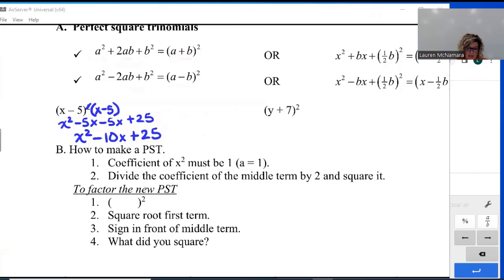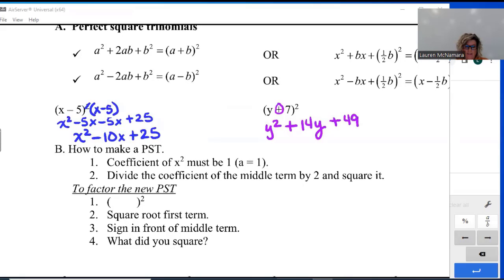So I know that I square the first term, y squared. I know that I would multiply y times 7, but it repeats, which means you times it by 2. So plus, and I'm using plus because the sign in my binomial is plus. So plus 14y. So 2 times 7 times y, because your 7y repeats. Then my last term is always positive, and I get plus 49.